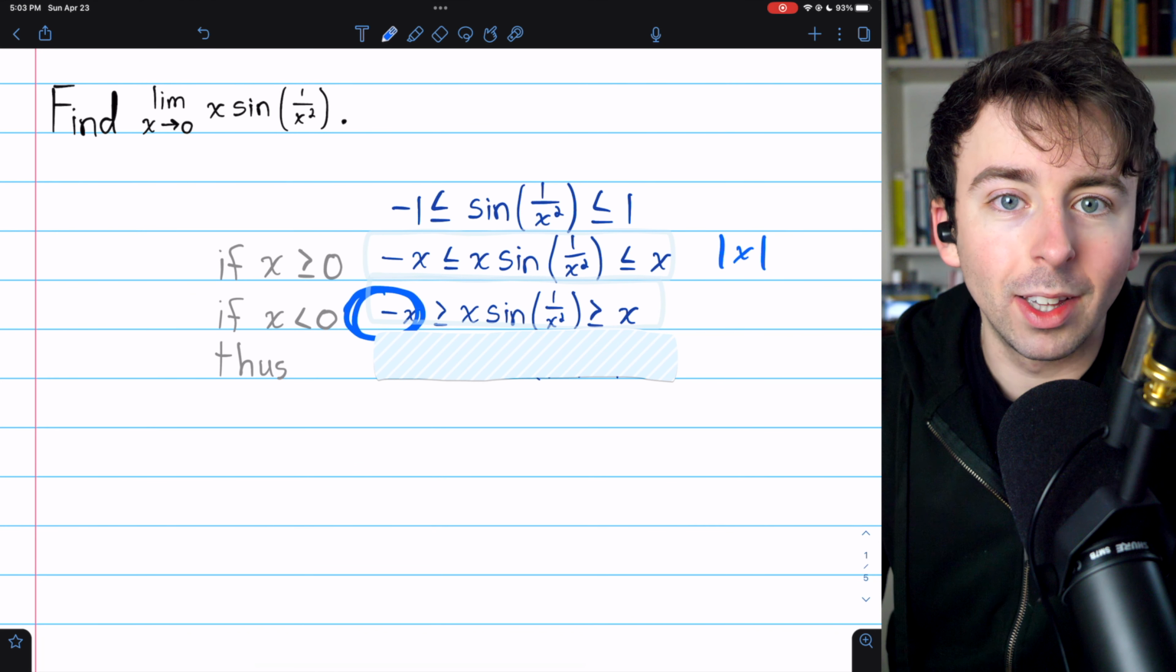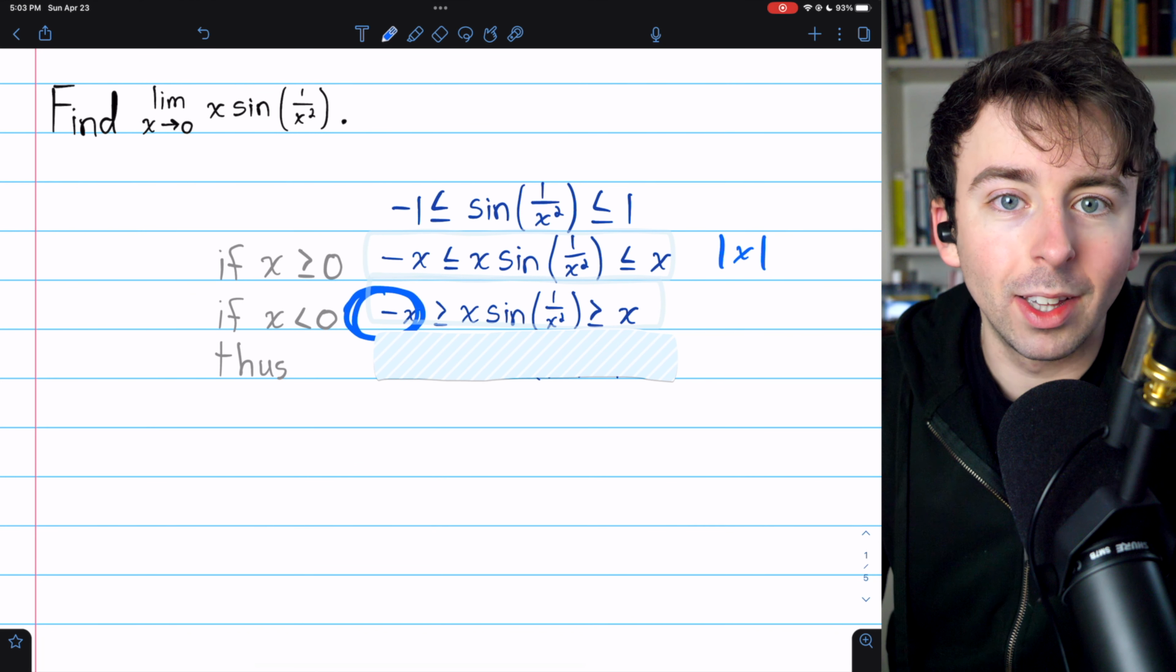And similarly, the smallest thing in both inequalities is the negative magnitude of x. Here, where x is non-negative, the negative magnitude of x is negative x. Whereas here, where x is negative, the negative magnitude of x is just x. All that is to say, both of these inequalities can be captured by this inequality here. x sine of 1 over x squared is between the negative magnitude of x and the positive magnitude of x.